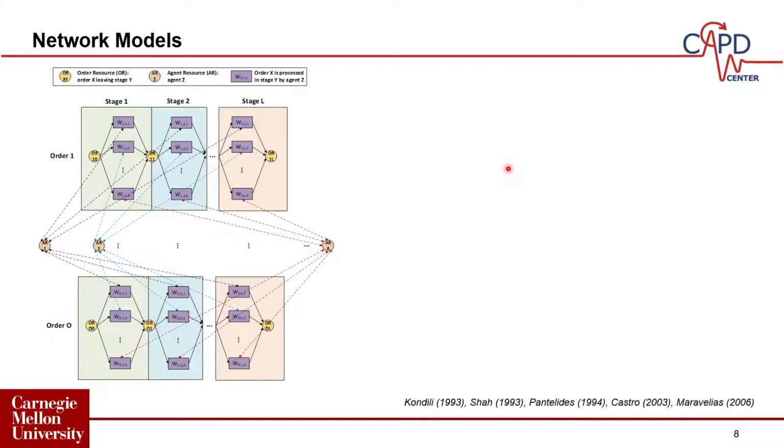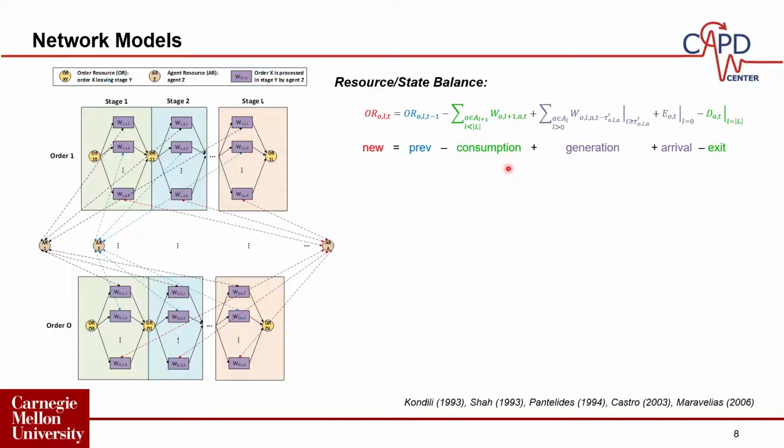On the other hand, the network models, such as the RTN or STN, the Resource Task Network or the State Task Network, they focus more on a resource or a state balance, which is a concept that's very familiar to chemical engineers, where when we do material balances, we know that we have consumption, generation, arrival, exit. We have the value at the previous time step, and then we get our new current value.